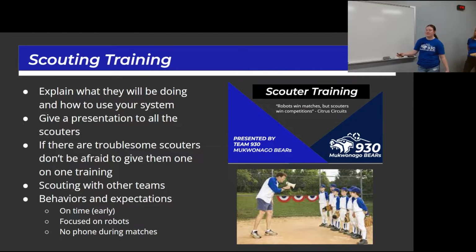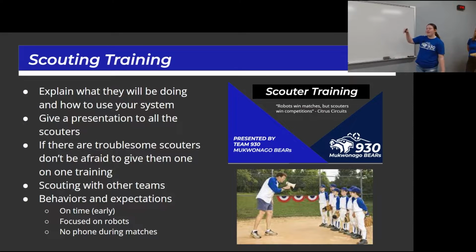So we also scout with other teams at competitions. When we do this, we just give them our scouting training presentation, we just send it over to them, and they can do their own training with their own scouters, and then we have less questions. So if you do scout with other teams, make sure to send over at least something that explains your system, because it's going to make your life a whole lot easier.